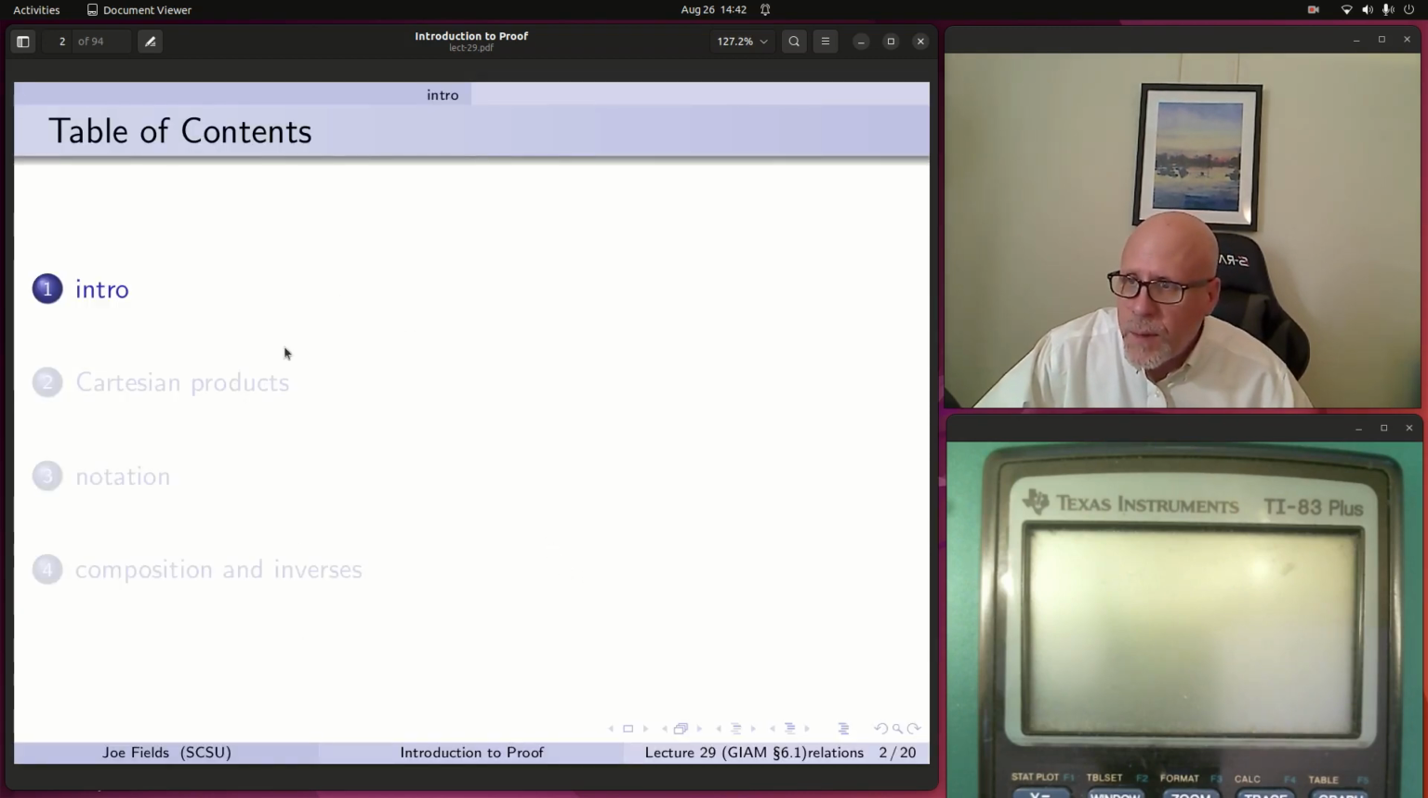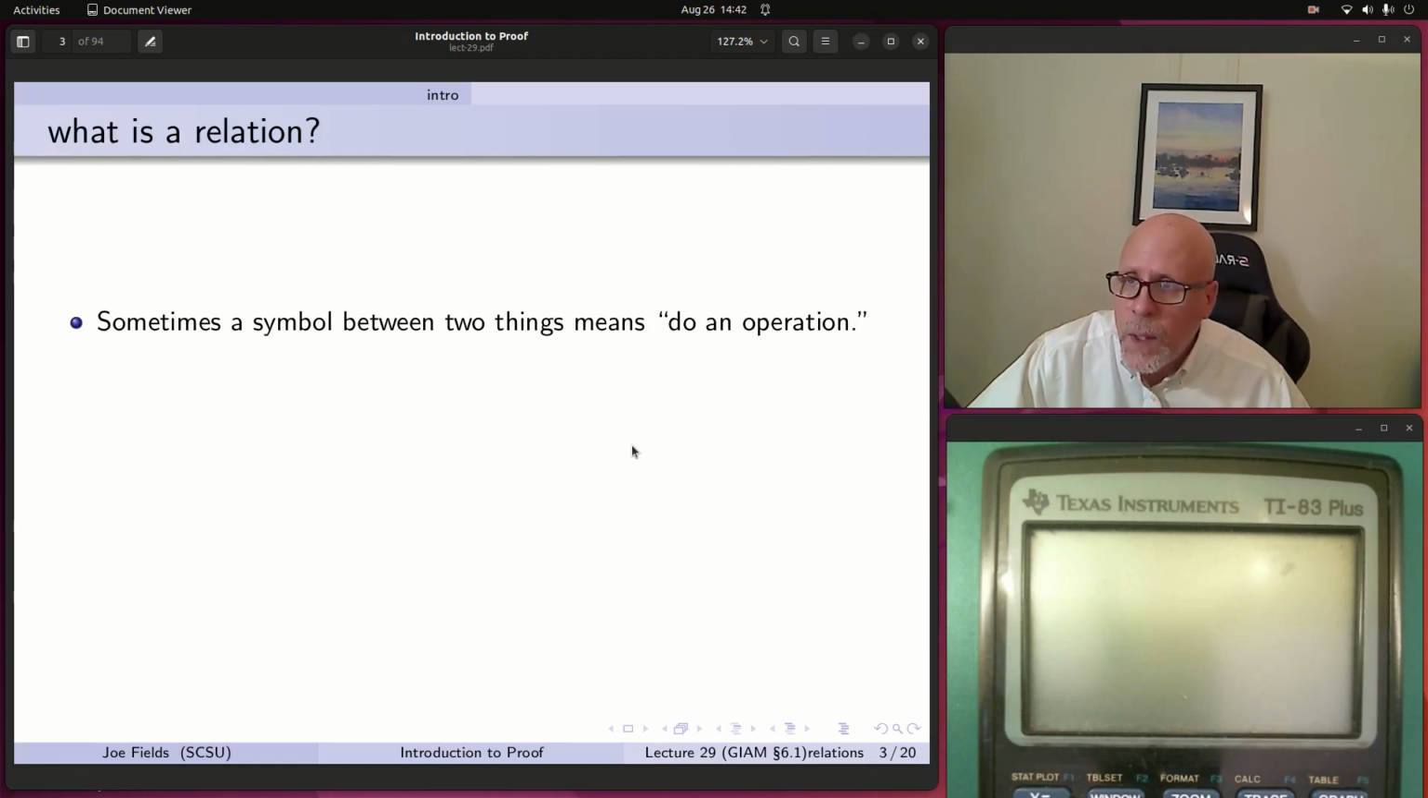Here's the outline for today. We're going to have some introductory remarks. Then, in this attempt to get more rigorous, we'll define Cartesian products and talk about how to view relations in that context. Then we'll go over notation, and finally, some things you're familiar with from dealing with functions: composition of functions, and inverses of functions. Those are well-known operations in the functions world. They have their versions in the relations world.